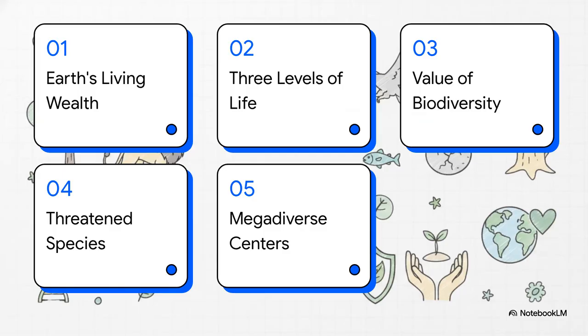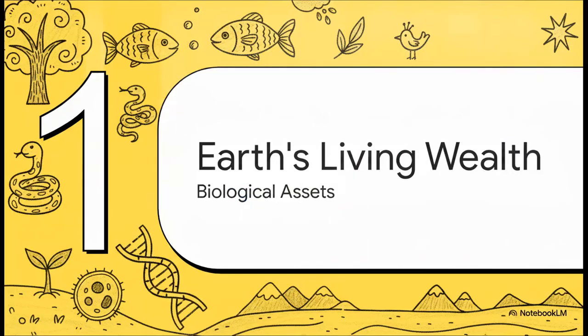So here's a quick roadmap of how we'll break down this biological bank account today. 1. Earth's living wealth. 2. The 3 levels of life. 3. The value of biodiversity. 4. Tracking threatened species. And finally, 5. Protecting megadiverse centers. All right, Section 1, Earth's living wealth.